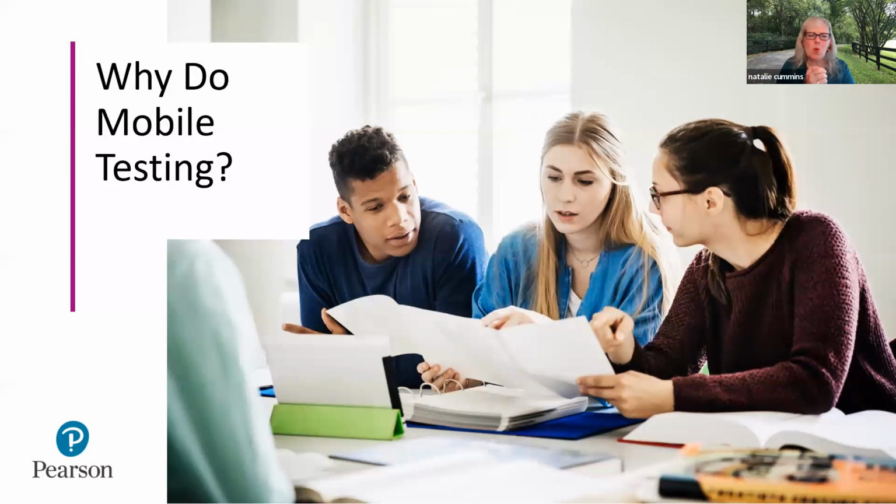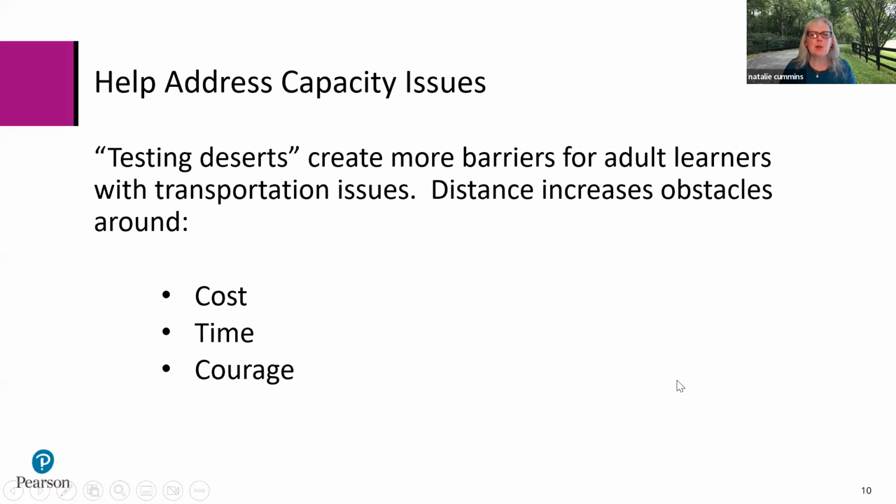All right. So why do this? Good question. Capacity issues, reach issues. There are a lot of testing deserts out there, and we know this. There can be testing deserts in geographically rural areas. There can also be testing deserts in more populated urban areas. So it doesn't matter, one way or another. Wherever there is a lack of access to GED testing, we would consider that a desert.